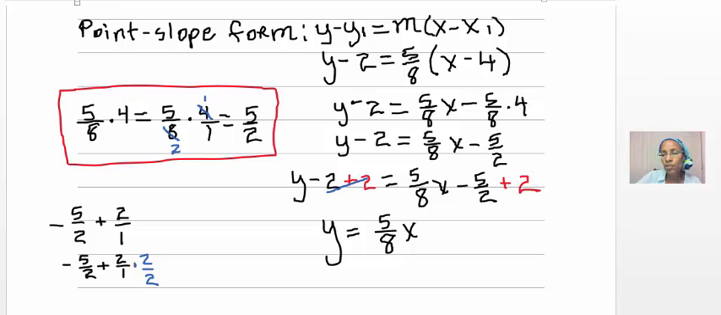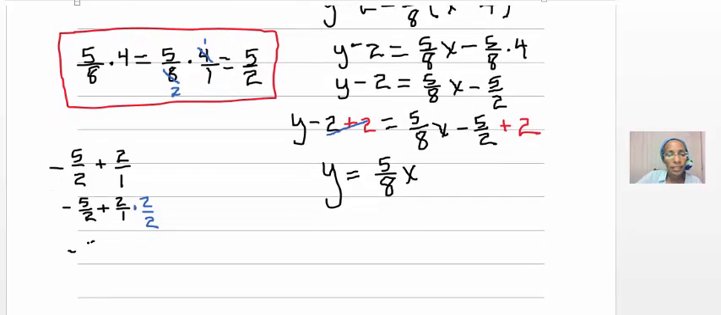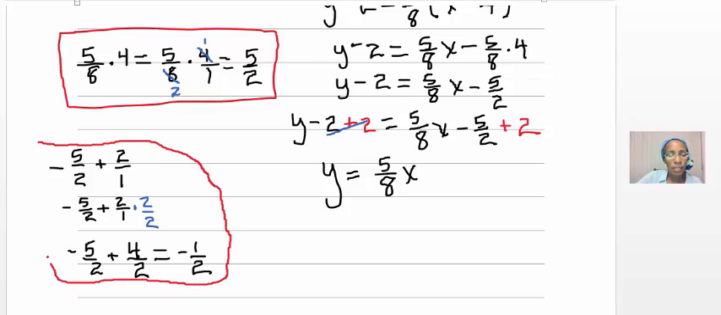To get a common denominator, I'll multiply 2 over 1 times 2 over 2. So I'm adding negative 5/2 to 4 over 2. So 2 is the same as 4 divided by 2. And notice when I add these, I get negative 1/2. So negative 5/2 plus 2 is negative 1/2.